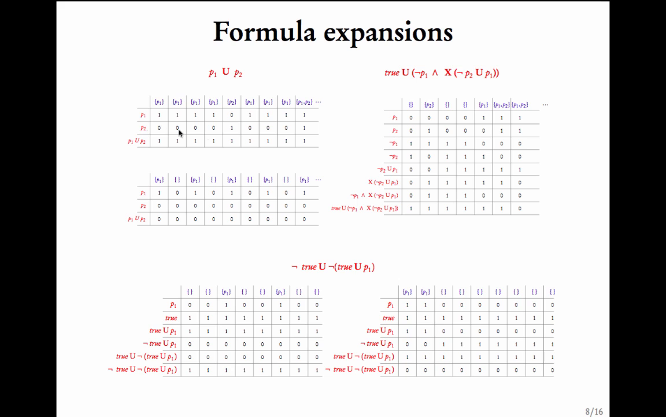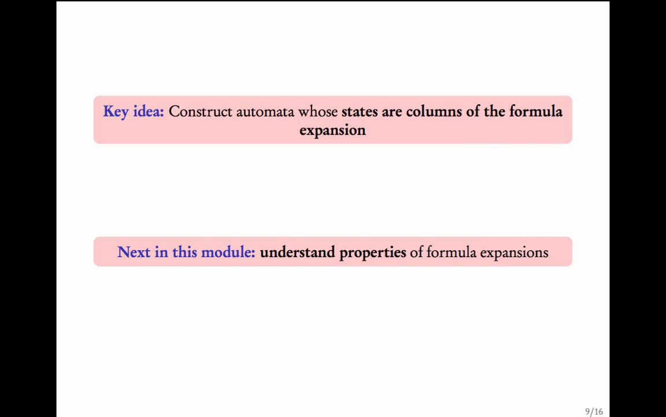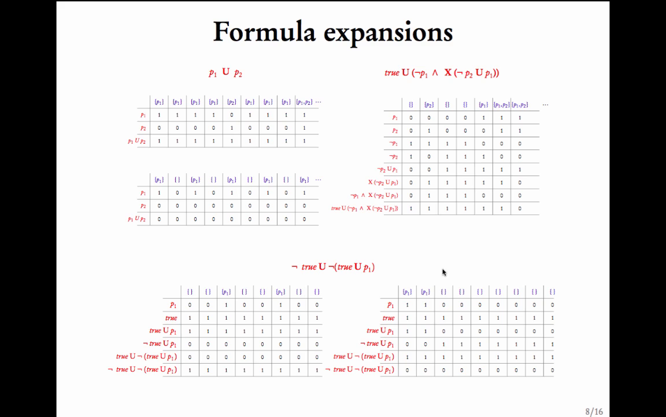The first two rows correspond to the word. It's compatible with the word. The first two columns are compatible with the word. So here first two because P1 and P2, here just the first one because only P1. The subformulae corresponding to the atomic propositions are compatible with the word.